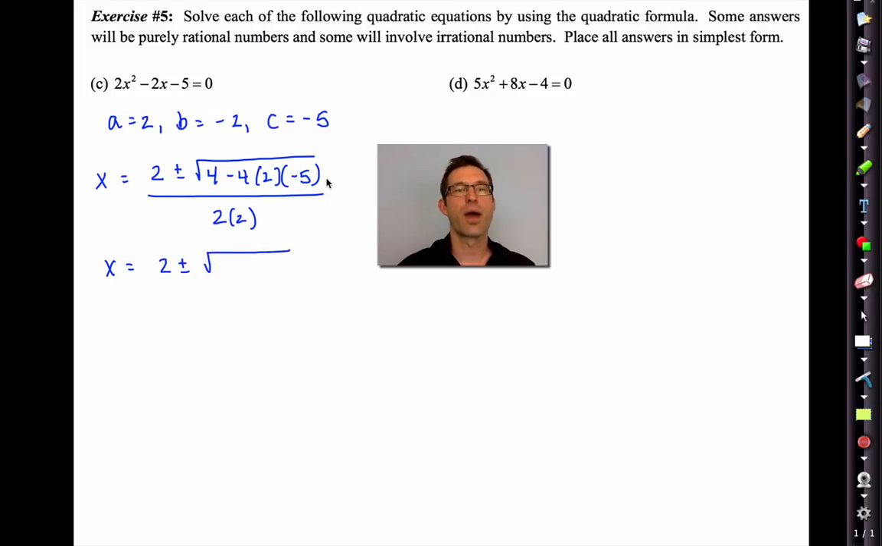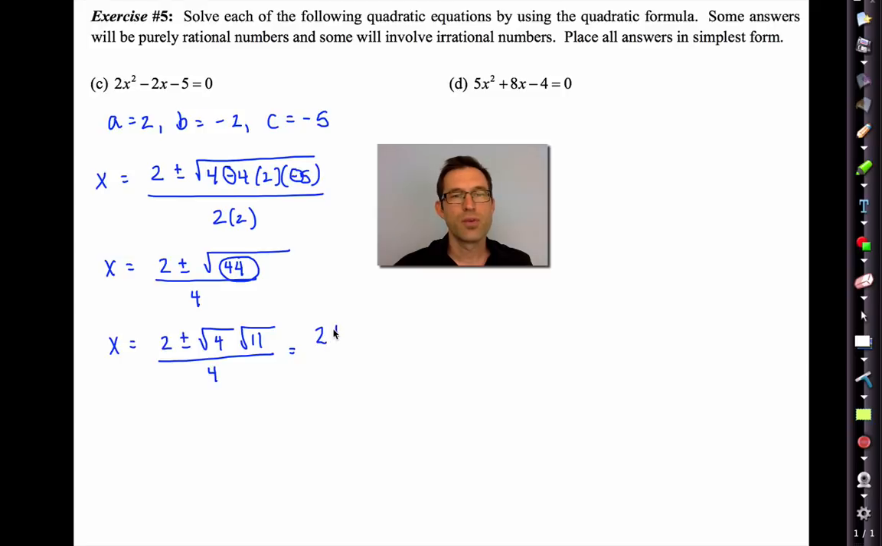simplifying the number underneath the radical, again, watch out for double negatives there, ends up giving me a 44 under the radical, and then a 4 down here. Again, this is that point where I always encourage you to stop and look at that 44. Is it a perfect square? And the answer is no, which is a little unfortunate. But we can break it up as the square root of 4 times the square root of 11, all divided by 4, which will be 2 plus or minus 2 root 11 divided by 4.